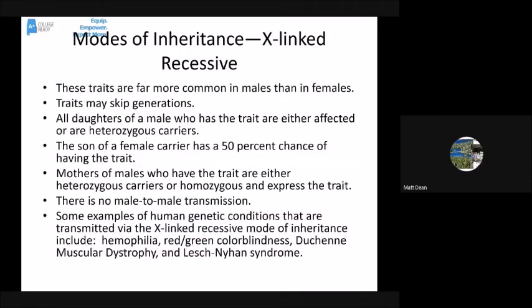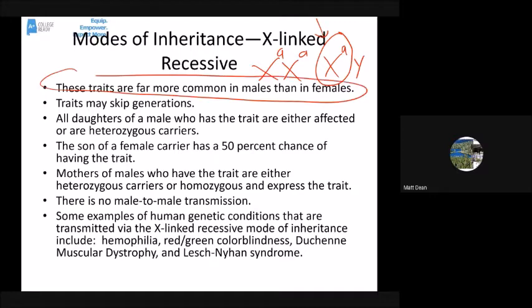Let's move on and look at X-linked recessive traits. So for an individual to get an X-linked recessive trait, for a female, they have to inherit that allele from both parents. For a male to get it, he only inherits it from his mother, because the only X he has came from his mother. He only needs one copy of that allele to have the trait, because that's the only X chromosome that he has. For that reason, these traits are more common in males than females.